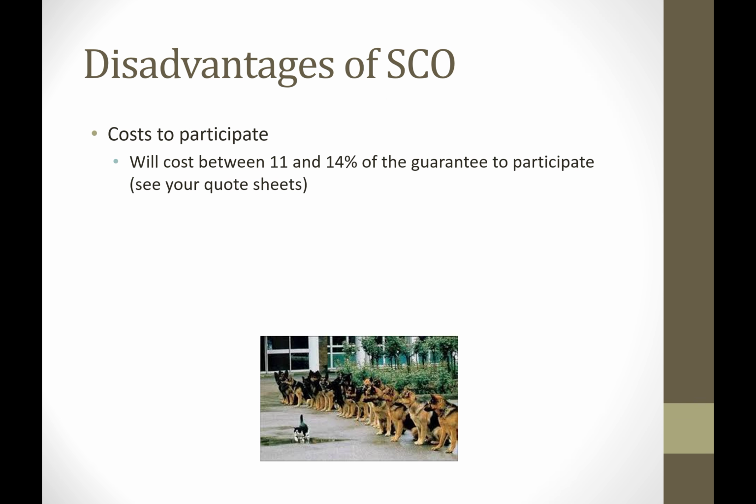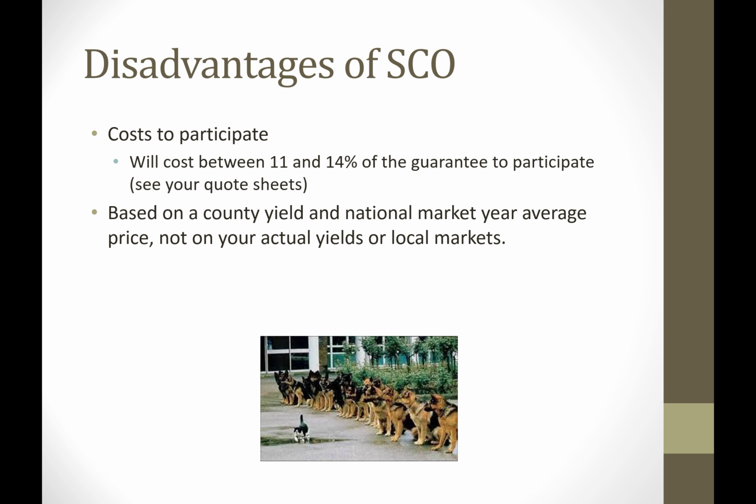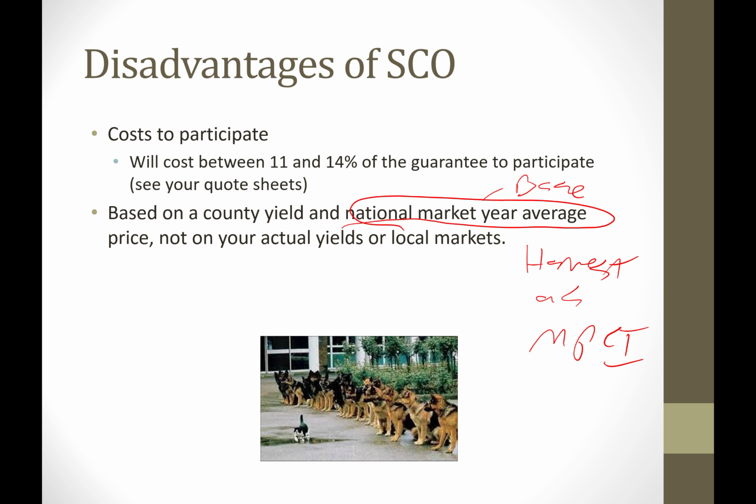So the disadvantages of SEO, obviously it costs to participate. That's probably the number one hang up for most people, is you're going to pay about 11 to 14% of whatever your guarantee is into SEO starting off. And then it's based on the county yield and national market year average price. This actually shouldn't say national market year average price. This is actually your crop insurance futures price. So it uses the same base price and harvest price as your crop insurance. Sorry for the sloppy handwriting, by the way.